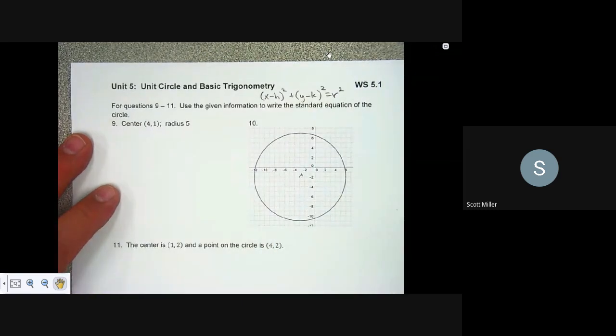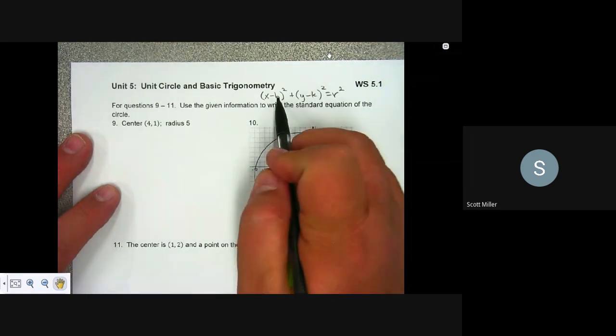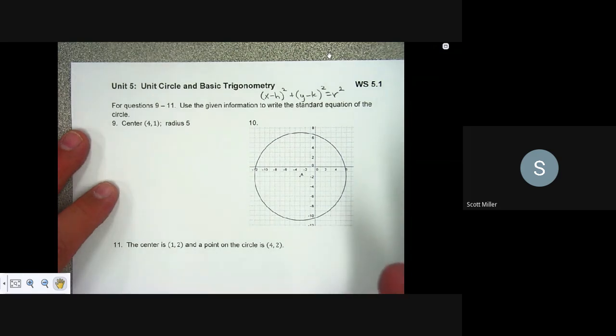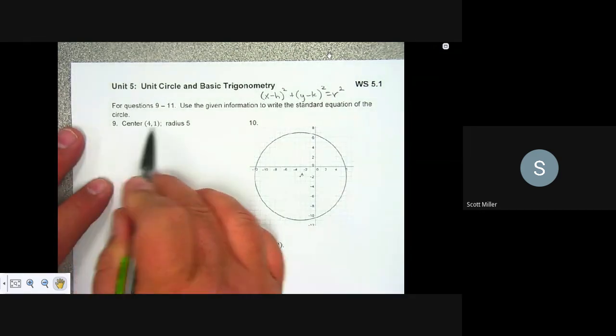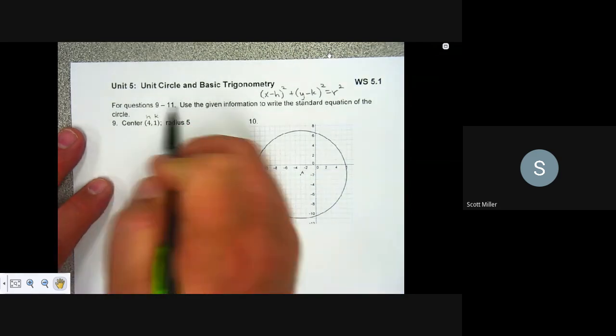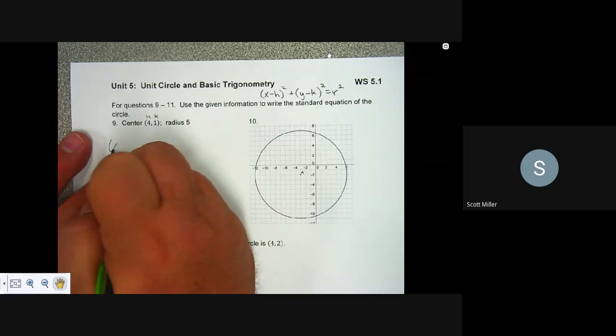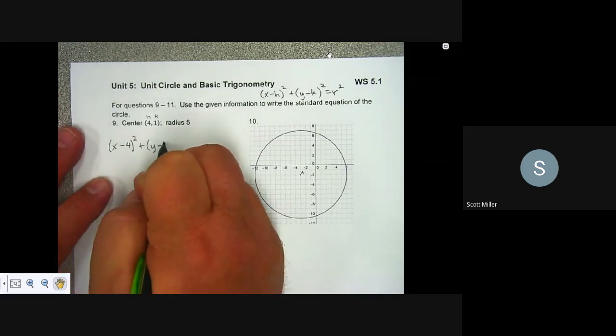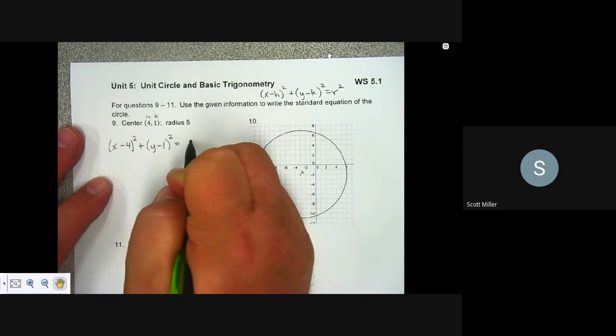You're going to be asked to write equations of circles with given information. You need to know the center and the radius to write the equation of a circle. Whatever information was given to you, those are the 2 pieces of information you have to find. And number 9, they were kind enough to give it to us. So 4 is h, 1 is k. We can plug this straight into our formula. (x - h)^2 + (y - k)^2 = 5^2.